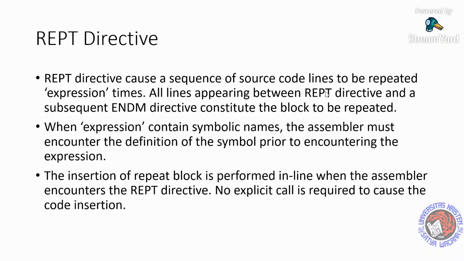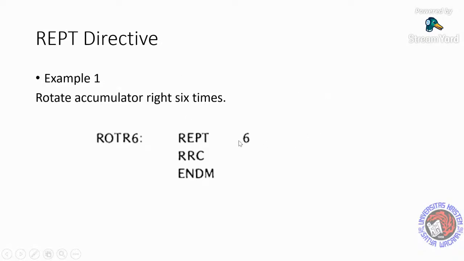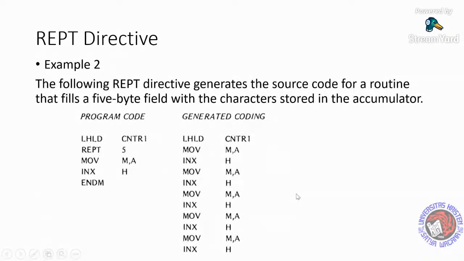This is the repetition directive, or repetition instruction. Just like for, you try to repeat 6, and then rotate right, 6, repeat. I mean, you do the repetition 6 times for the rotate right, and of course ENDM, end macro. This is the example, rotate. This is the code of the macro: HLT and so on, and then you do the repetition 5 times, and then ENDM. Okay, this is the repetition.